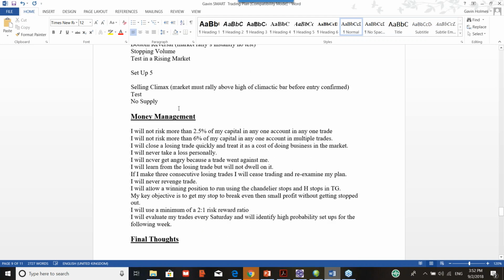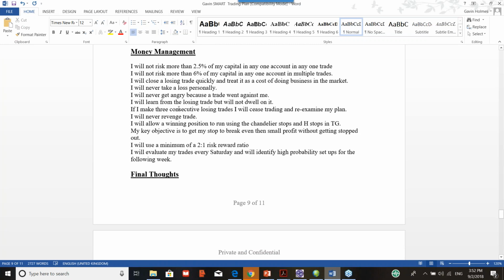Now, you're going to get a copy of this, so I'm not going to read it all to you because of time. Money management. I will not risk more than 2.5% of my capital in any one account in any one trade. I will not risk more than 6% of my capital in any one account in multiple trades. I will close a losing trade quickly and treat it as a cost of doing business in the market. I will never take a loss personally, and I don't. I will never get angry because a trade went against me.